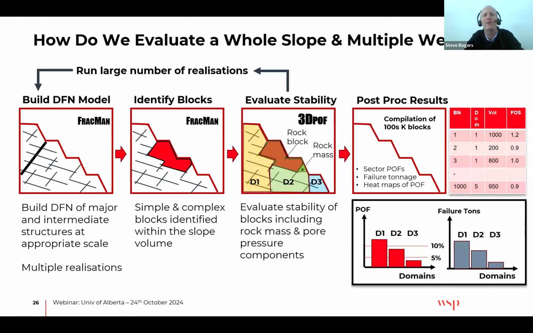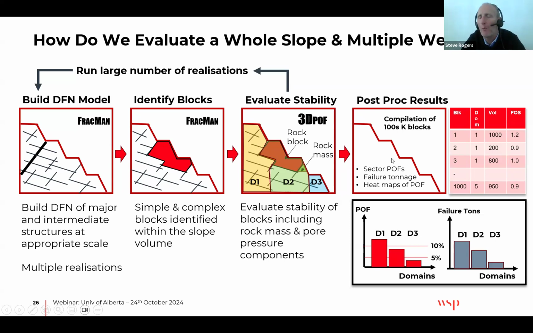So the question then becomes, how do we do that for the whole slope? If we want to model the whole slope, what's our approach? We build our DFN model, and it could be of an interramp stack, or even a whole slope. We do both. Then in FracMan, we identify all of the blocks, of which there could be hundreds or even thousands for one realization. We then take those blocks into 3D POV, which computes the factor of safety for each of those blocks, not only for its base case conditions, whatever pore pressure and strength conditions, but this suite of sensitivities. Then we throw them away, go back to the beginning, build another DFN model, identify the blocks, and calculate the factor of safety of all the blocks.